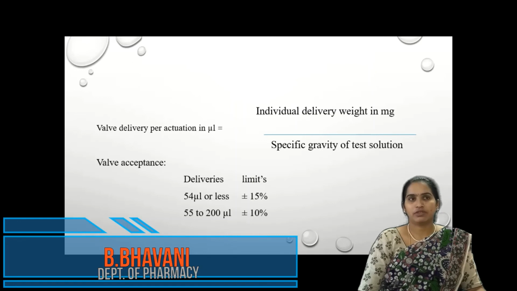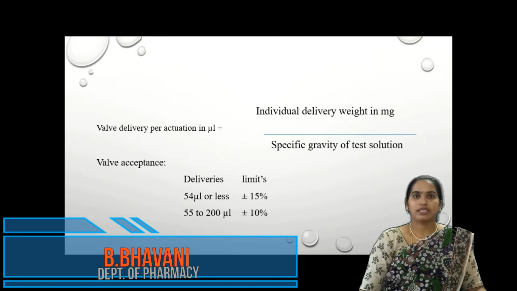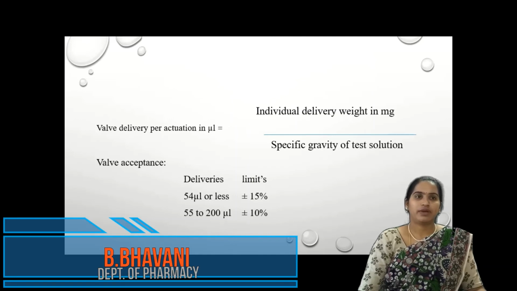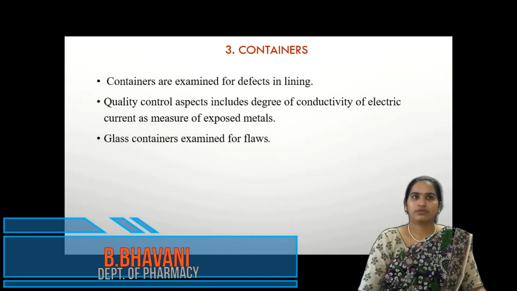So that will give you the valve delivery per actuation in microliters. So the acceptance criteria for the valve is: if the delivery amount is 54 microliters or less, then the acceptance limit will be plus or minus 15%. If the delivery weight is 55 to 200 microliters, then the acceptance limit will be plus or minus 10%.